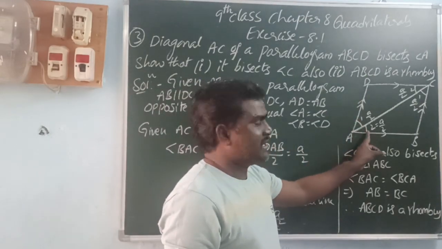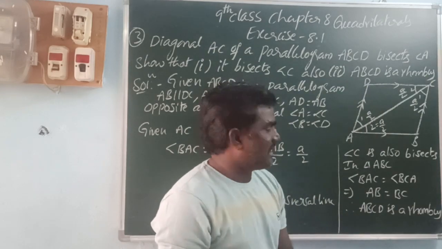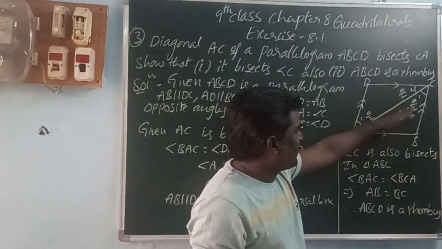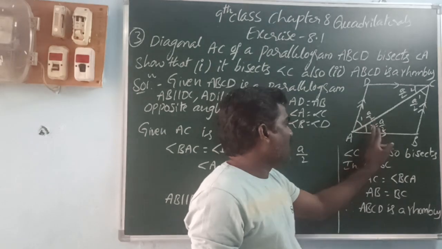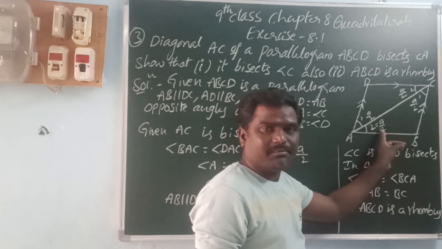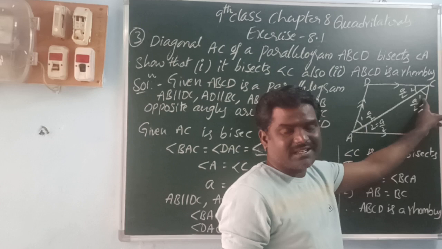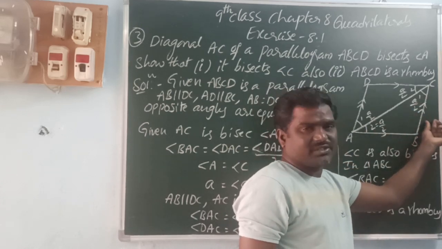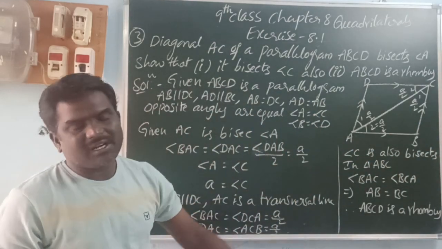Now, how can we prove it? Here AC bisects angle A. Then by using the conditions of parallel lines, AB is parallel to DC and AC is a transversal line, so alternate interior angles are equal. So these two angles are equal, and here also the same. So in triangle ABC, these two angles are equal. When these two angles are equal, then its opposite sides are equal, that is AB is equal to BC. So adjacent sides are equal, and that parallelogram is called a rhombus.